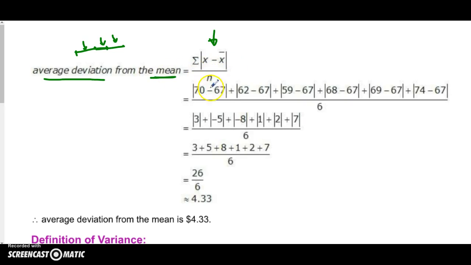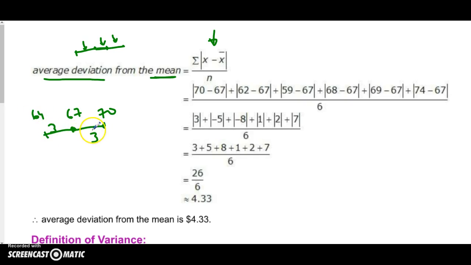So we figure out the mean, and in this case it was 67, and then we get all our points. We say 70 subtract 67 is 3, and we only care about the size of it, not the sign. Here's the point: let's say the mean is 67, and one point is 70, which is 3 away from the average. Well, a point of 64 is also 3 away from the average.